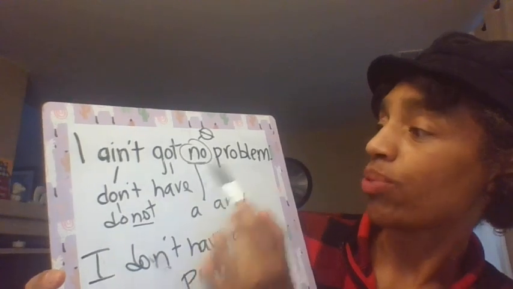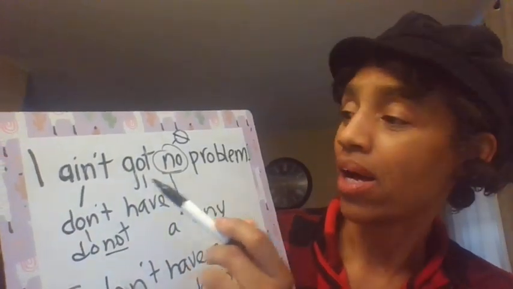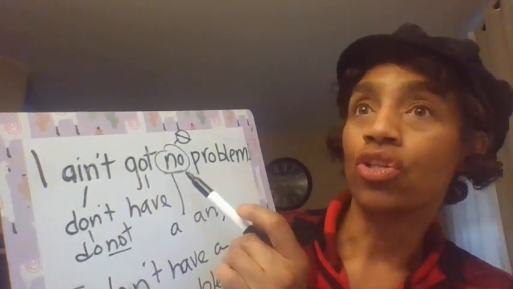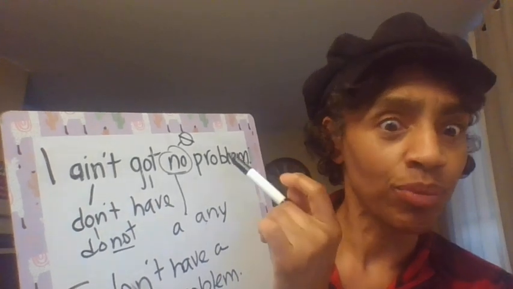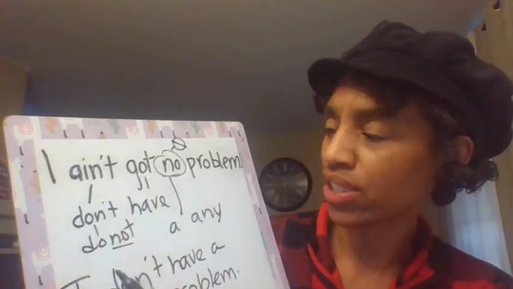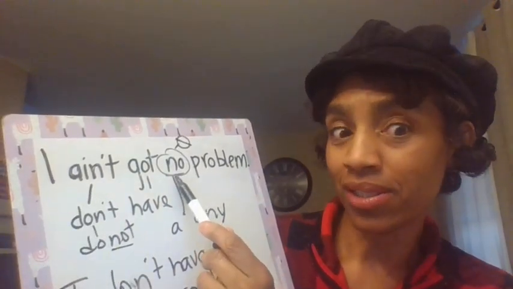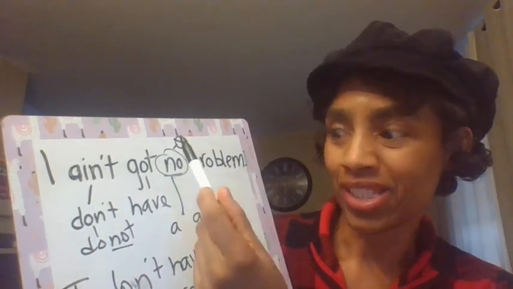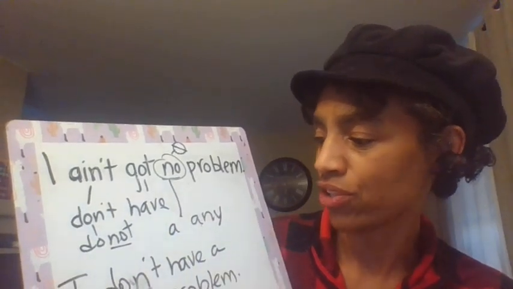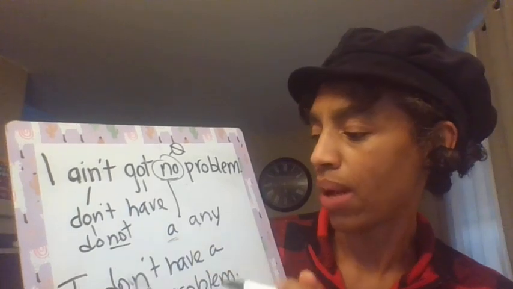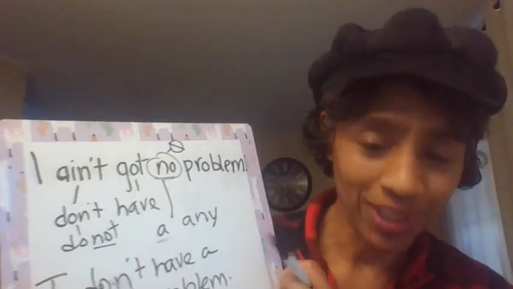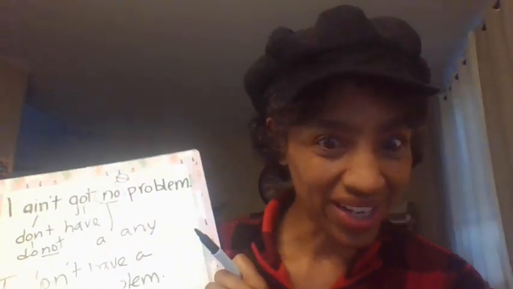So with I ain't got no problem, you're actually saying I don't have no problem. So that means you have a problem. So that's how we're changing it. When you mean it in a double negative, that no is meant in a different way. It means I don't have a problem, or I don't have any problem. So double negatives are kind of wild and cool. They're like rogue sentences.